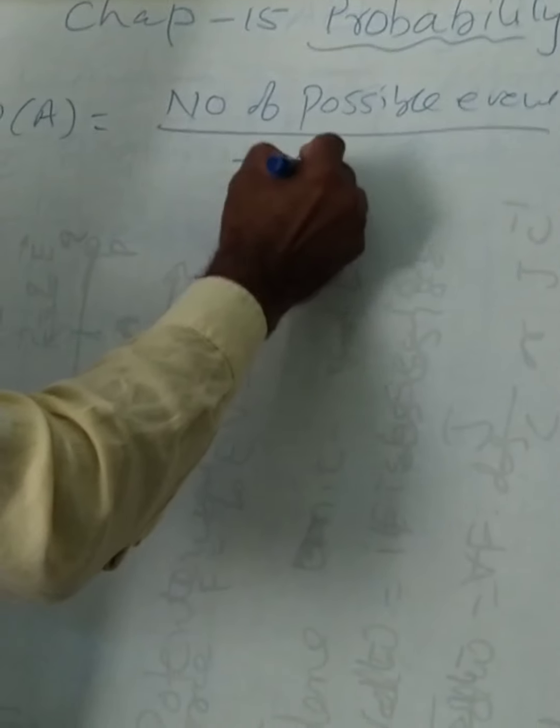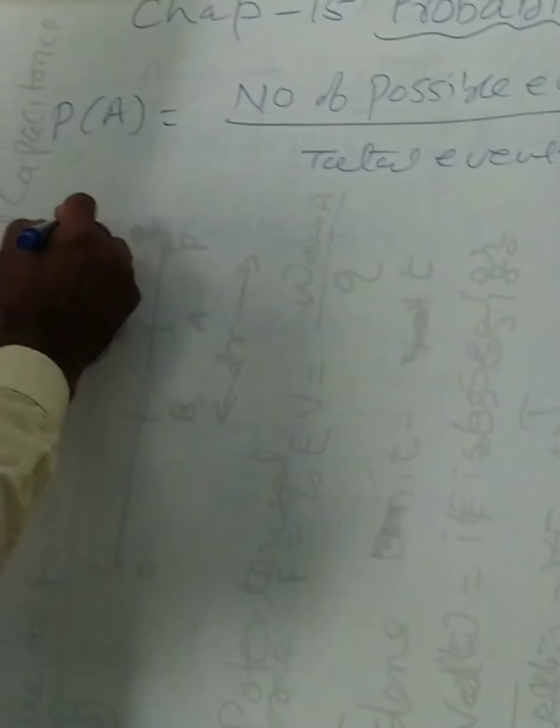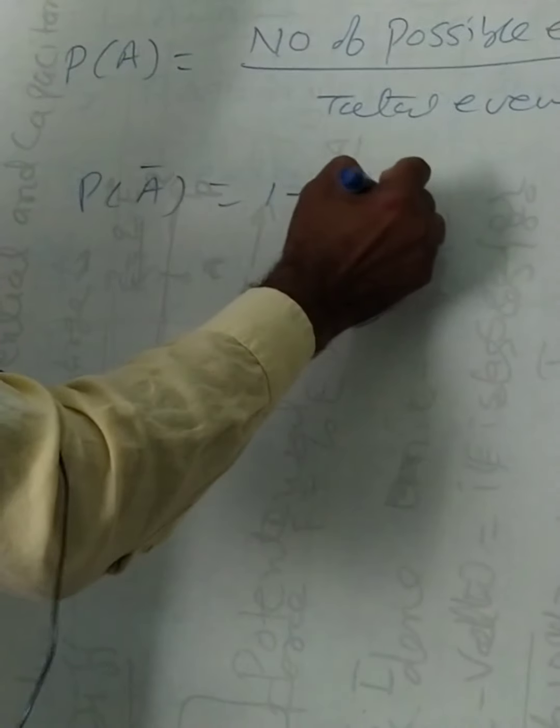number of possible events upon total events. Okay, so this is probability. And now the probability of not an event, P(A not), is equal to 1 minus the probability of an event. We can write P(E), or you can write P(A), whatever you want.